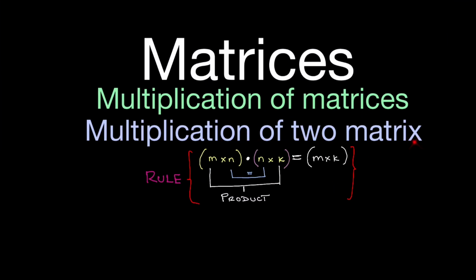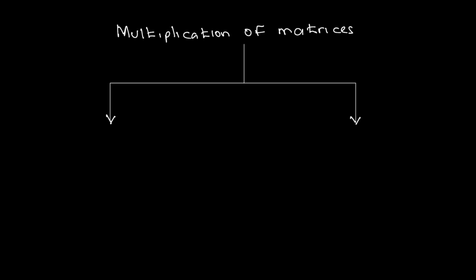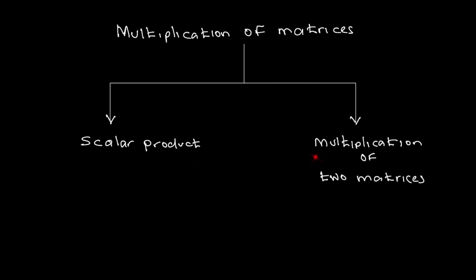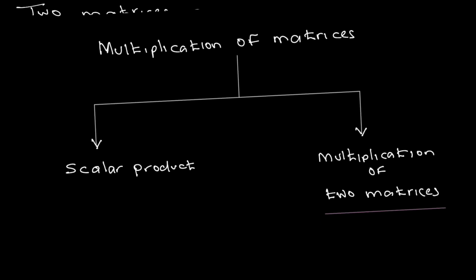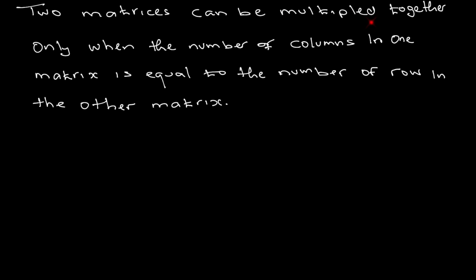Multiplication of matrices. There are two ways we can do matrix multiplication: scalar product multiplication or multiplication of two matrices. Now we're doing multiplication of two matrices. Two matrices can be multiplied together only when the number of columns in one matrix is equal to the number of rows in the other matrix.